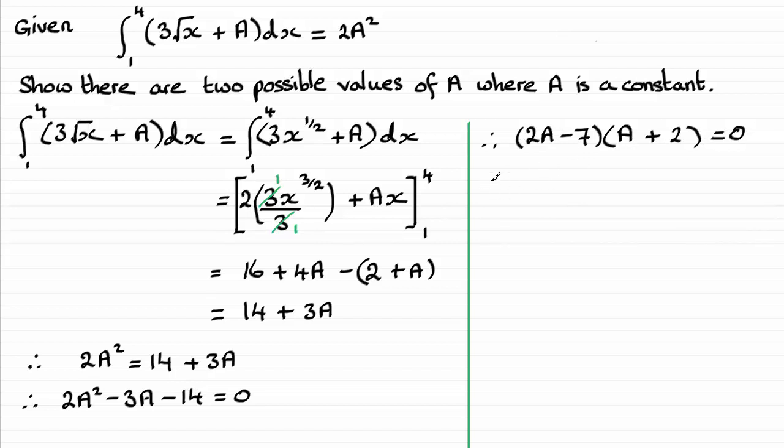And this leads to each factor equaling 0, so that would be 2a minus 7 equals 0, so therefore a would equal 7 over 2. Or the other factor, a plus 2 equals 0, which leads to a equaling minus 2. And so you have two values of a, where a is a constant, 7 over 2 and minus 2.